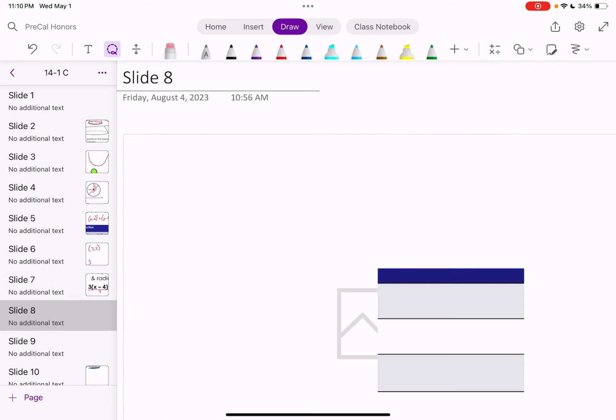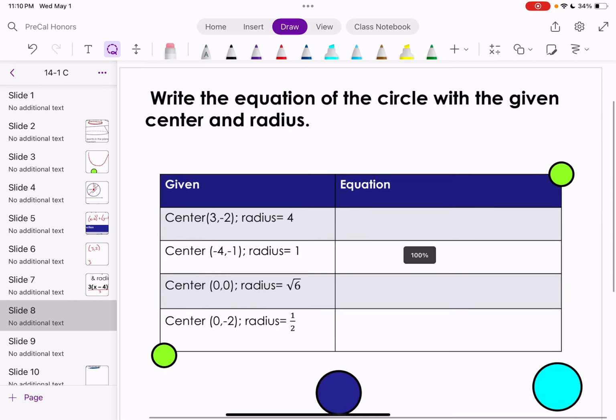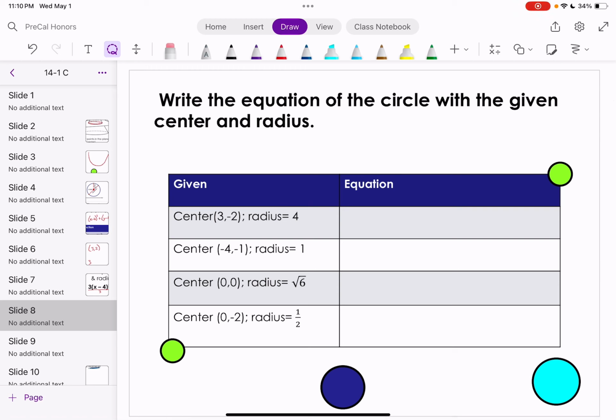Let's go ahead and take a look at slide 8. Here it says, write the equation of the circle with the given center and radius. So here we are working our way backwards. We are still going to work with the same equation we did before, which was x minus h squared plus y minus k squared is equal to r squared.